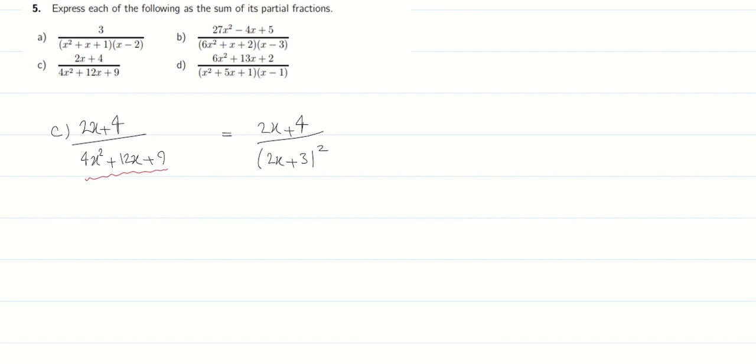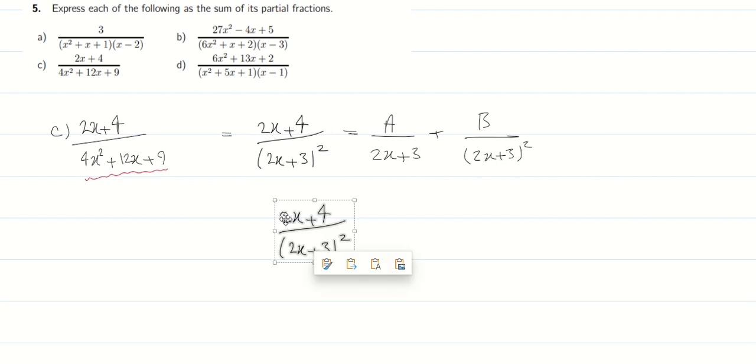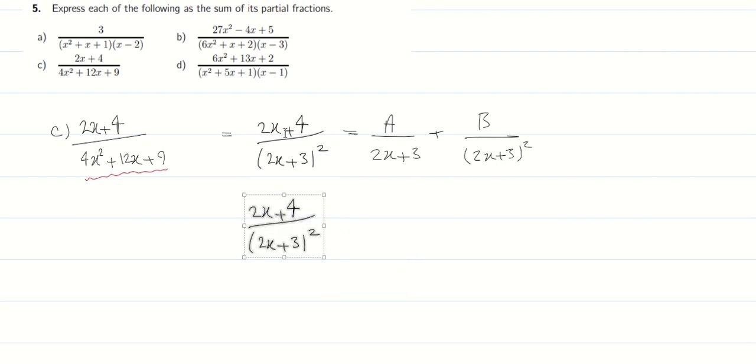And on the repeated linear factors, we can say this expression would be equal to a over 2x plus 3 plus b over 2x plus 3 squared. And now we have to find the a and b values. So you just have to multiply the left-hand side and the right-hand side by the common denominator in order to get rid of the denominators on each term.